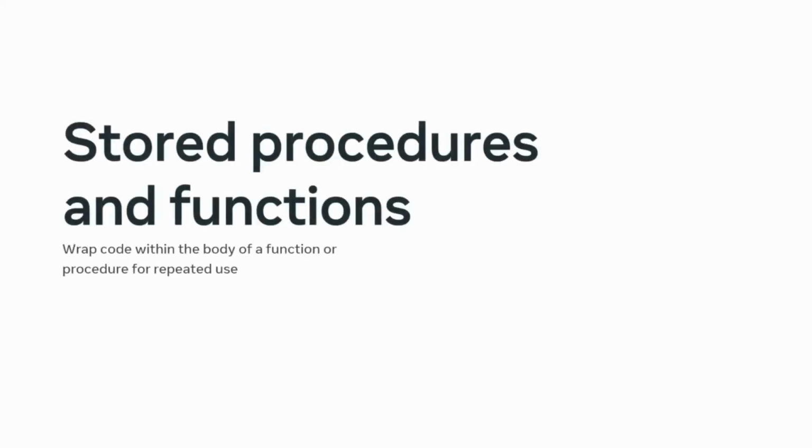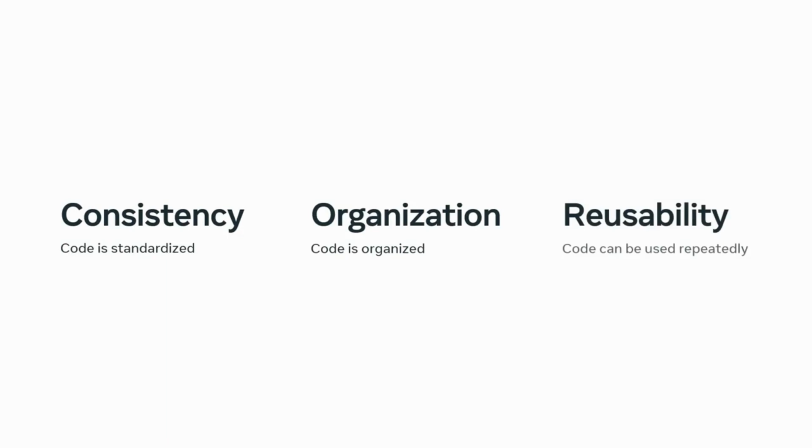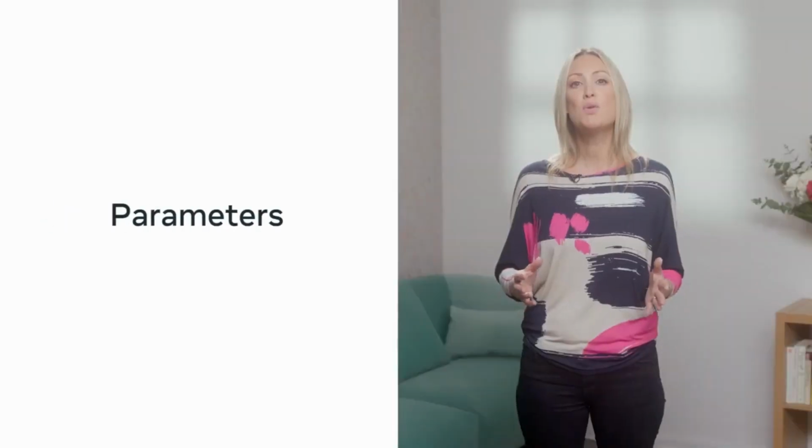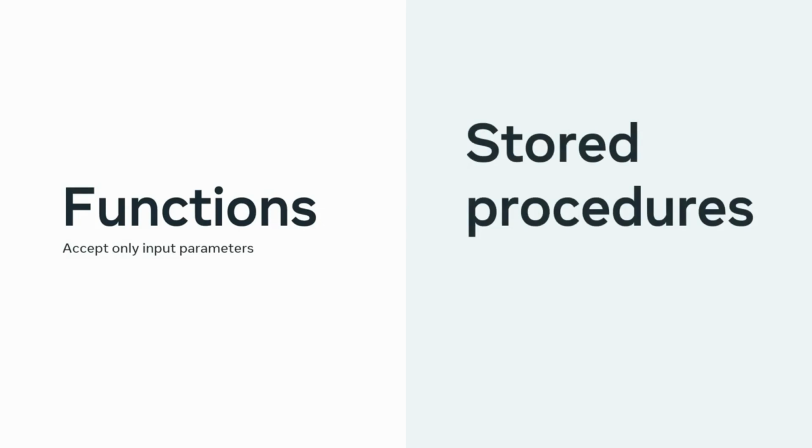In Lesson 2, you learned about Advanced MySQL functions and stored procedures. You learned that the main purpose of creating stored procedures and functions is to wrap or encapsulate code together in the body of a function or procedure. The benefits of stored procedures and functions is that they make code more consistent, more organized, and introduce reusability to make the code easier to use and maintain. And you also know that the key difference between functions and stored procedures is parameters. Functions can only have input parameters, while stored procedures can have both input and output parameters.